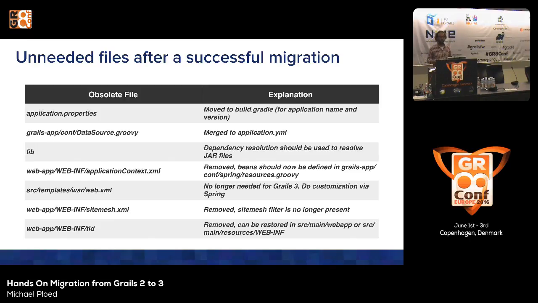web.xml is no longer needed for Grails 3. You do web.xml configurations in Spring. sitemesh.xml is no longer present, and so on and so forth. So after the migration, you can mostly remove these files, because they are not going to be picked up. If you have some special stuff going on in the web.xml, you need to migrate this into the Grails 3 application. After that, you can toss the file away.